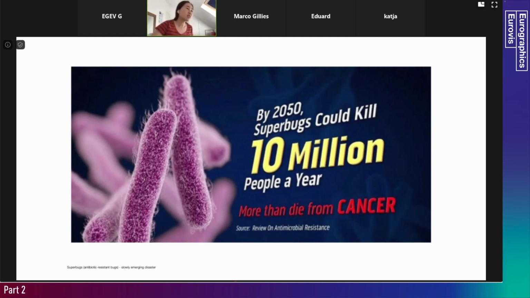Superbugs are antibiotic-resistant bugs, and they're basically a slowly emerging disaster. By 2050, if we don't do anything, superbugs would kill about 10 million people a year. More people will die from superbugs than cancer, and even ordinary things like gardening or childbirth will be really high risk. You go to the hospital, you might catch superbugs, and there is nothing the hospital can do other than your own immune system.